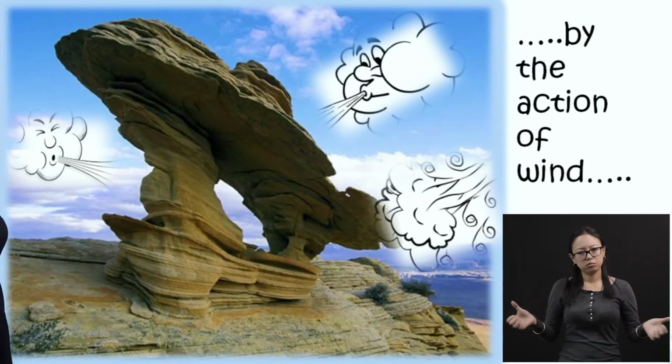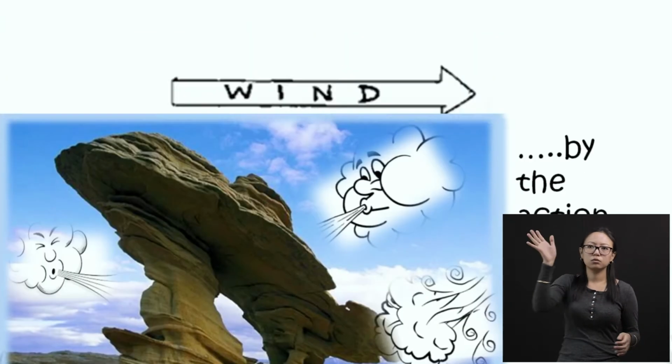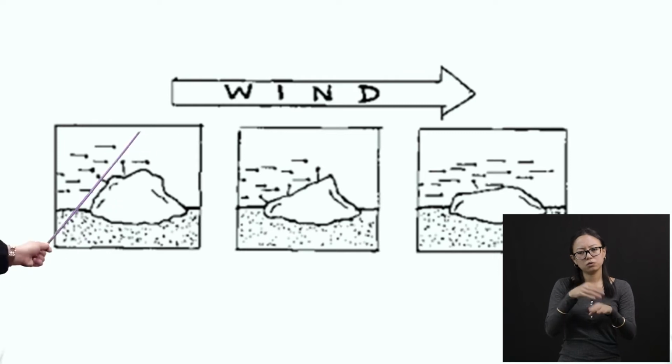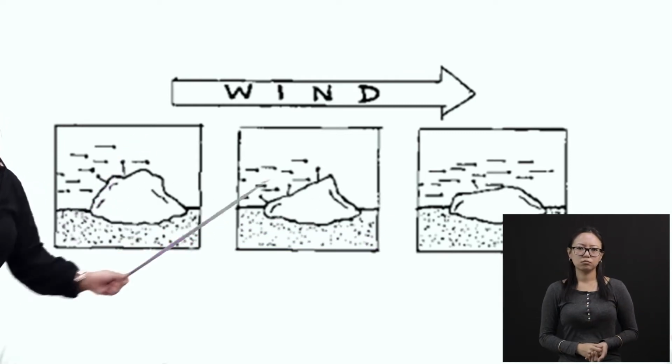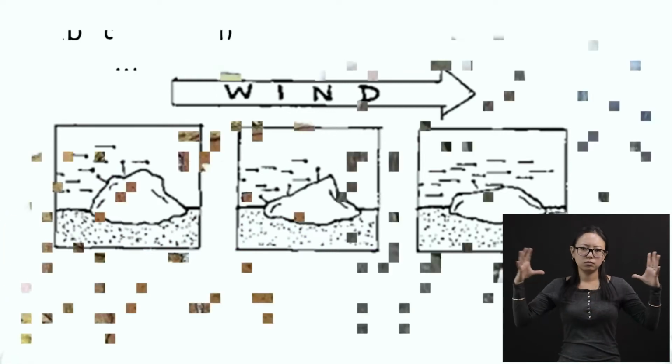Let us see. So rocks are broken down by the action of sun and wind. See, the big rock, the wind keeps blowing, okay? The wind keeps blowing and slowly it'll become like this and slowly like this and slowly it'll break down into soil, okay? We will study that later.